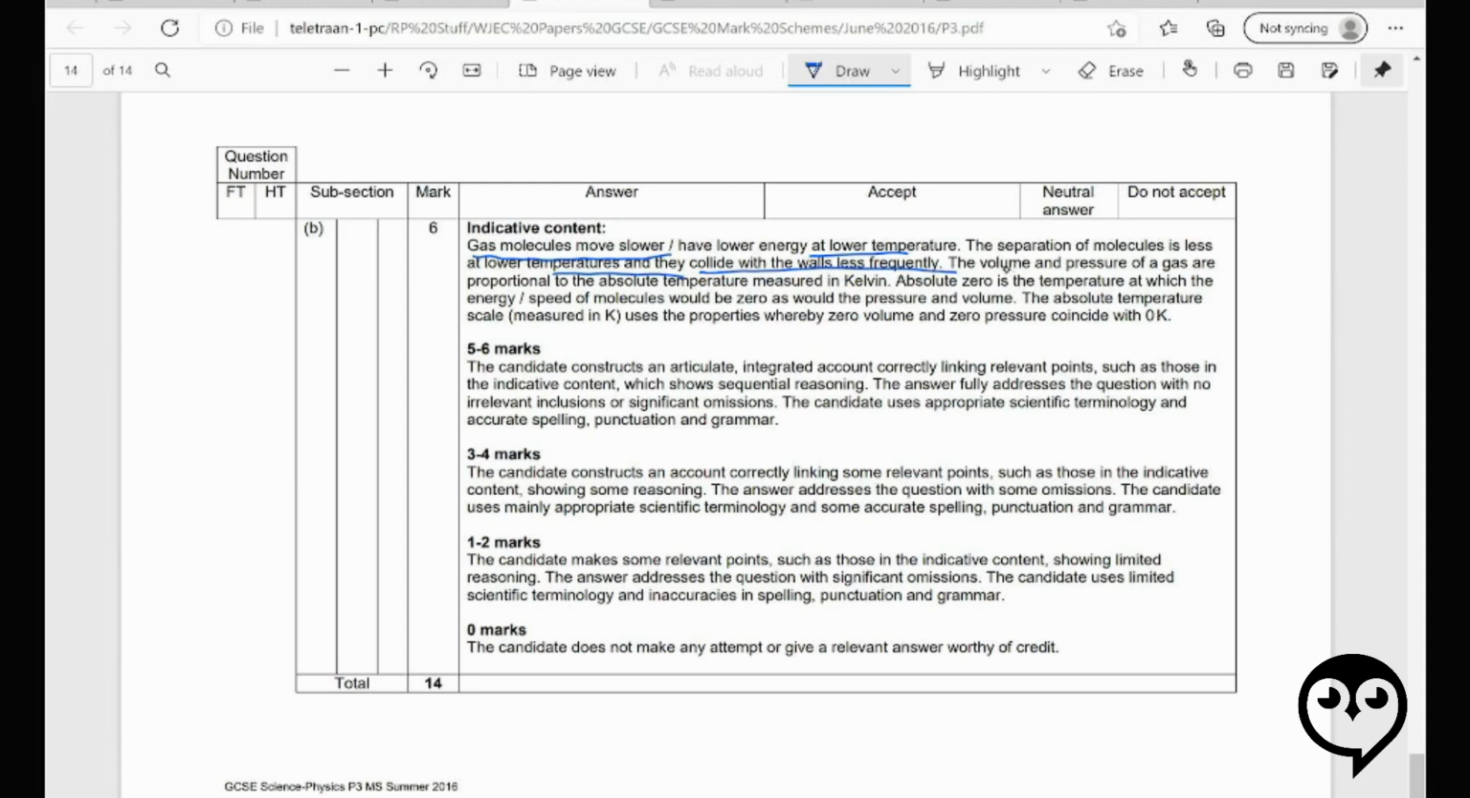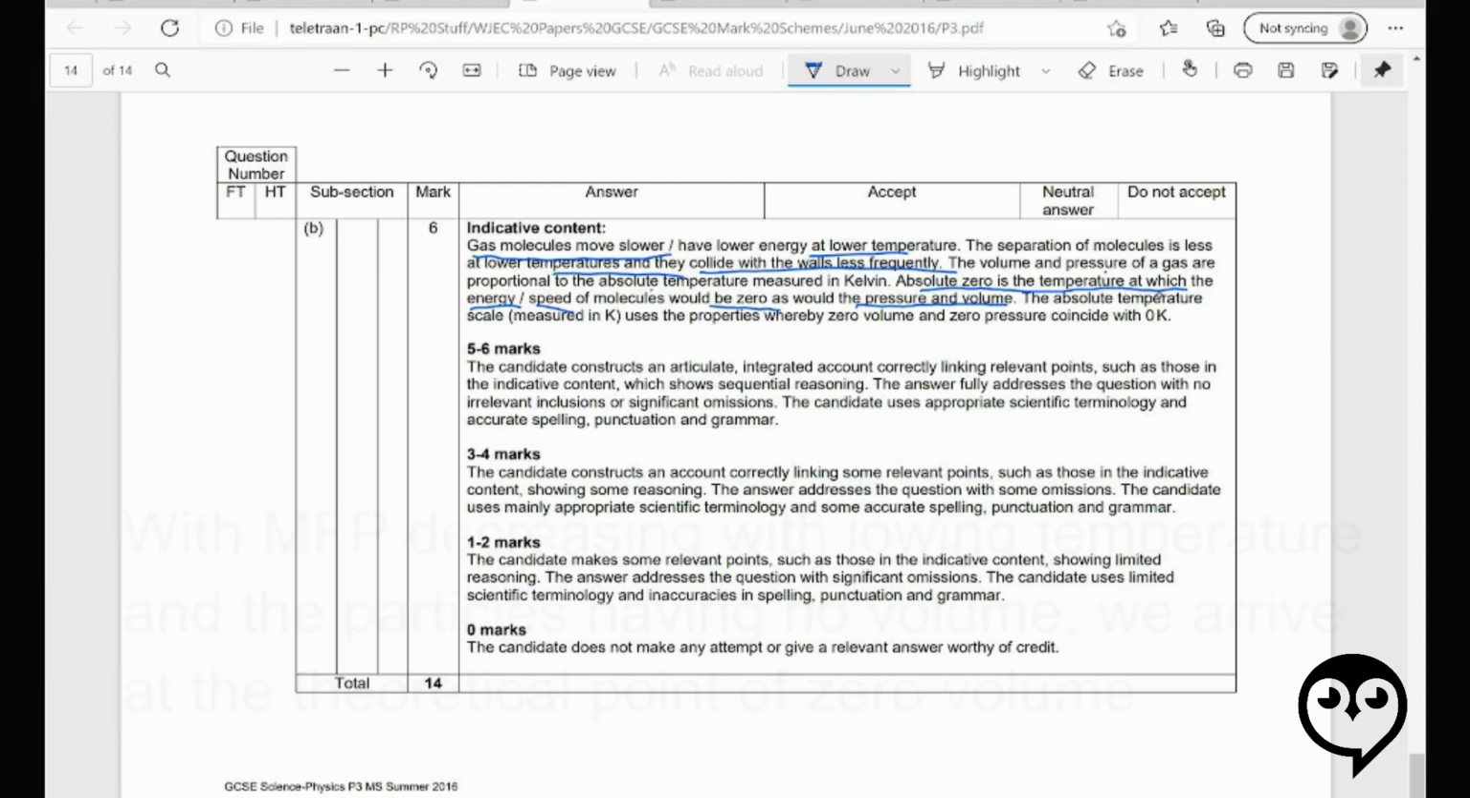Yes, okay. Both volume and pressure are proportional to the absolute temperature. We talked about that after. It doesn't make sense to make that up now because we haven't talked about it. But absolute temperature is the temperature at which the speed or the energy of the particles we assume would be zero, and therefore the pressure and volume. Because it's proportional, we'll just keep going lower and lower temperature until they stop moving.